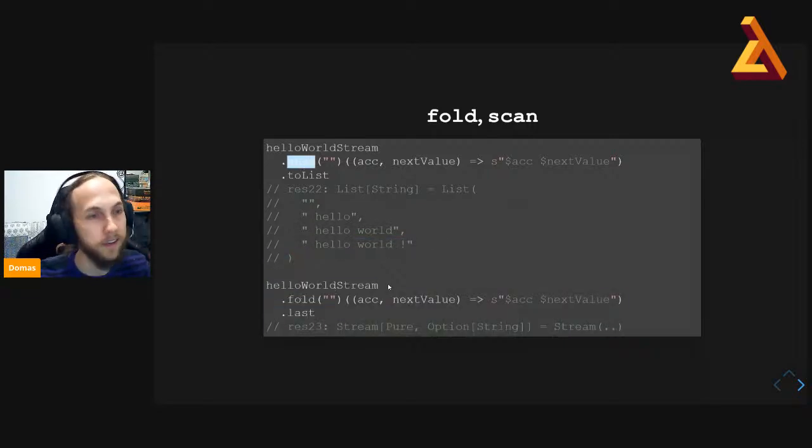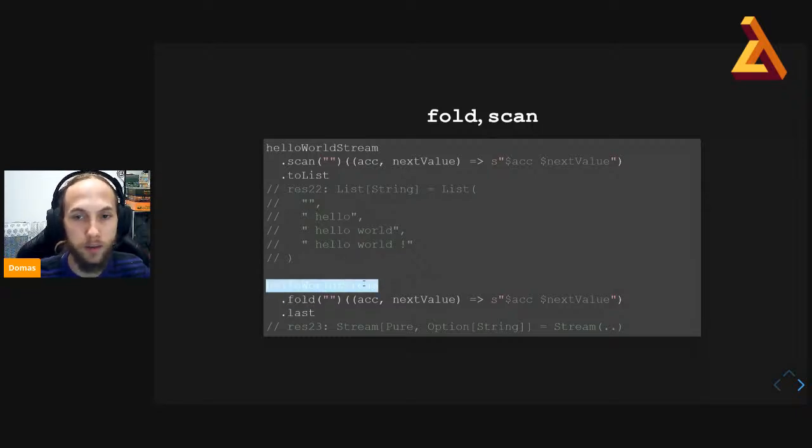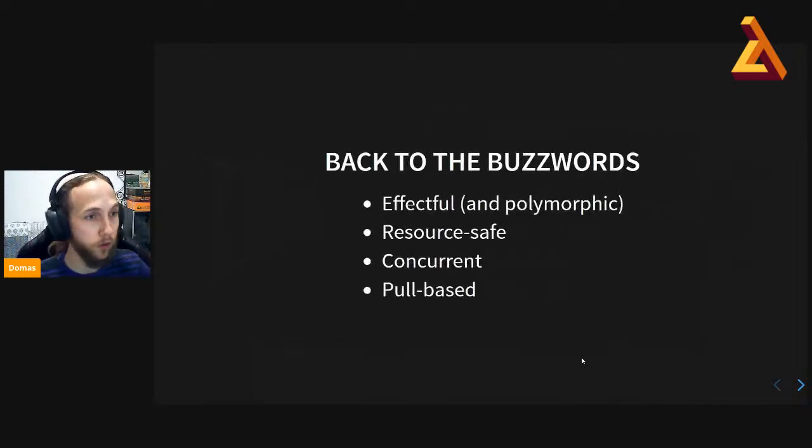Fold is like scan, except you only get the last value. So it behaves the exact same way, but the stream will not emit anything until the upstream has terminated. So fold will keep accumulating until hello world has nothing else to emit. And at that point, it will say, okay, this is the value that we accumulated. So those sort of basics out of the way, I hope this gives us enough groundwork to talk about the interesting parts about FS2.